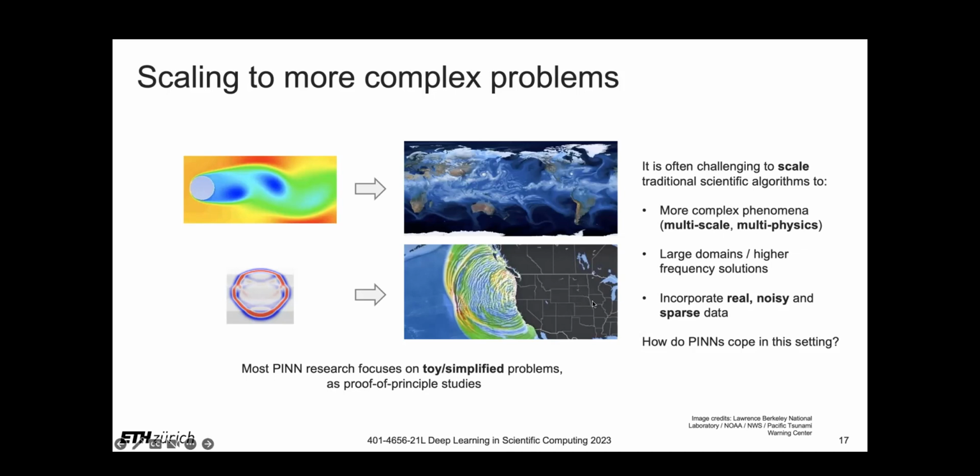So in my opinion, a very big open research question is how do PINNs scale to these types of problems? And given that it's going to be very challenging to scale PINNs, I think the more interesting question is in what ways do they scale differently to traditional methods? And I think that's the interesting question.